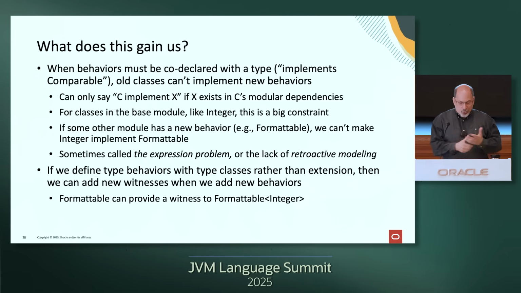So if some other module added a new behavior, like let's call it formatable, we can't make integer implement formatable. And like I said, that's what is called the expression problem. But we can provide a witness to formatable of integer. And so if we define these type behaviors with type classes rather than by extension, then we can add new witnesses. And formatable can say, I know about integer because it's in my modular dependencies, and I have witnesses to formatable of integer and formatable of string and such.